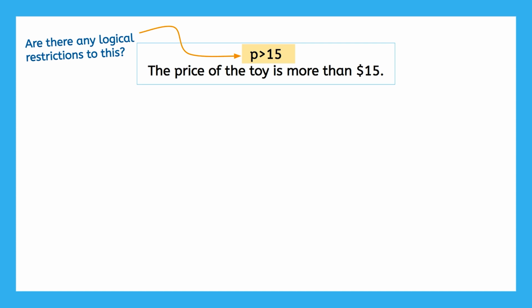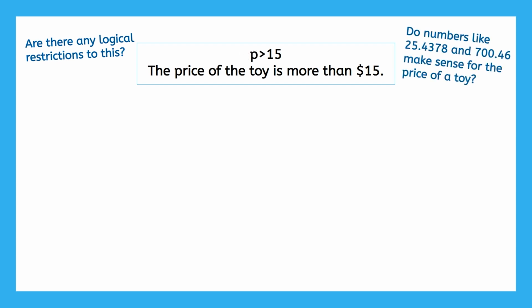That includes numbers such as 25.4378 and 700.46. But does every single number greater than 15 really make sense in this scenario? What would some exclusions be?